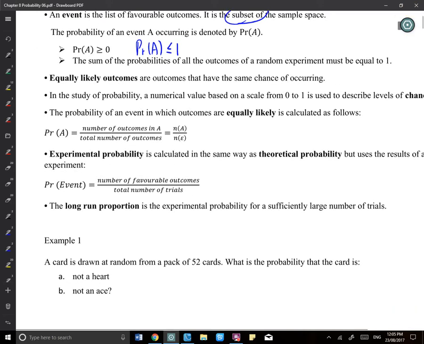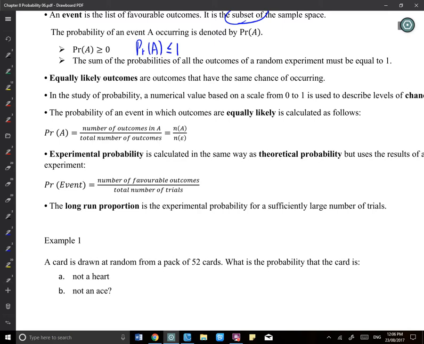And we have equally likely outcomes. So what are equally likely outcomes? Equally likely outcomes are outcomes where each has the same chance of occurring, like tossing a coin or throwing a dice. All the outcomes get the same probability. For the coin, you have half and half. For the dice, you have 1/6 for each outcome. So they are equally likely events.